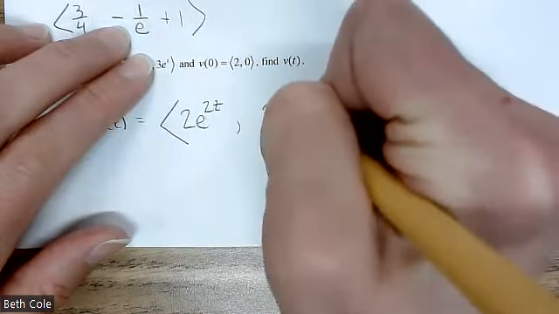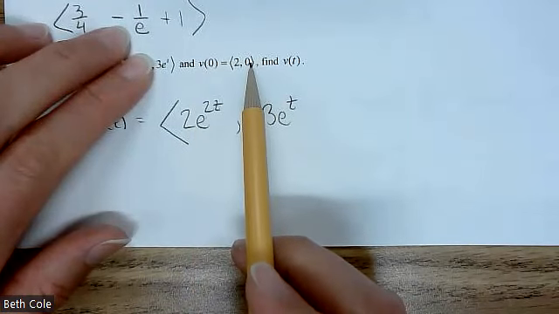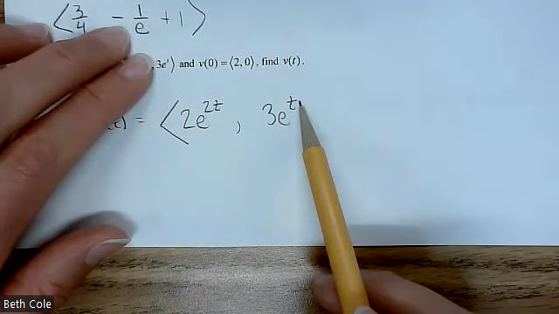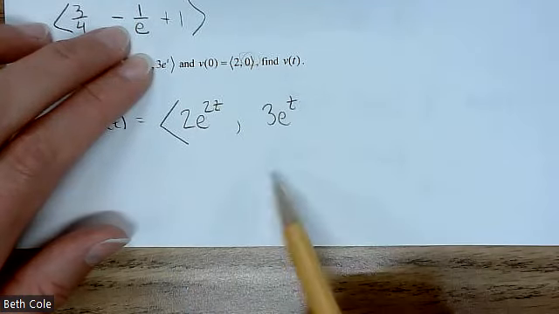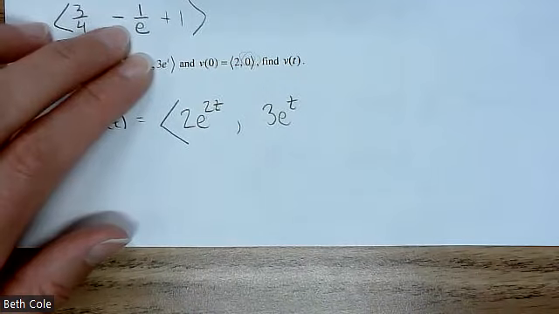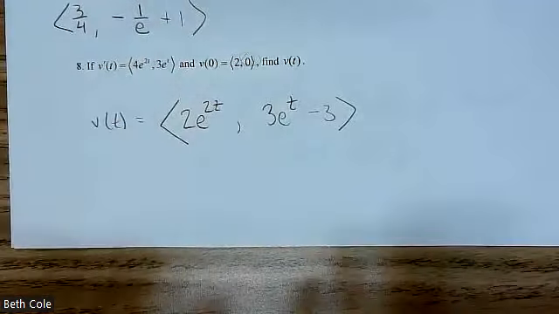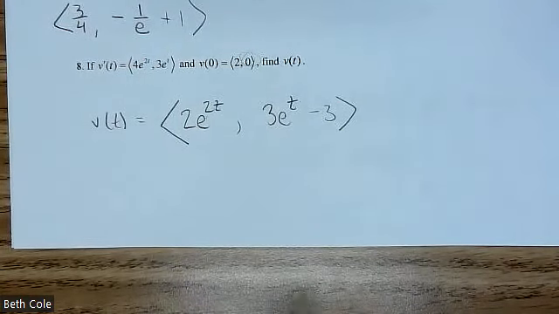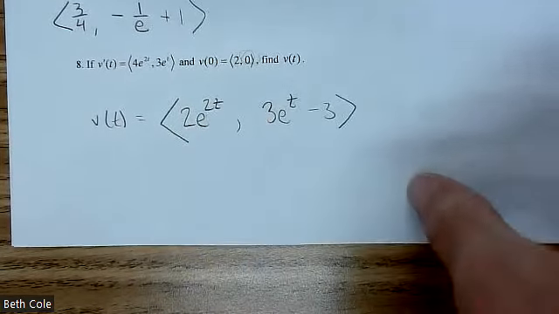Yeah, 3e to the t, it's itself. Now, if we plug in 0, we need to make sure we get 0. So if we plug in 0 to this, e to the 0 is 1 times 3 is 3. But we need for it to be 0. So what would I put at the end to turn it into 0? Yeah, minus 3. So you're just doing that adjustment to make sure that this initial condition ends up being true. Does that make sense? Like if you plug in 0, you need to make sure it comes out to that.